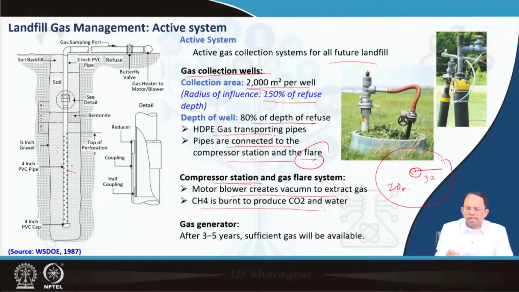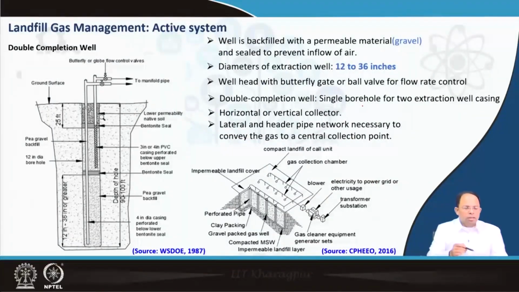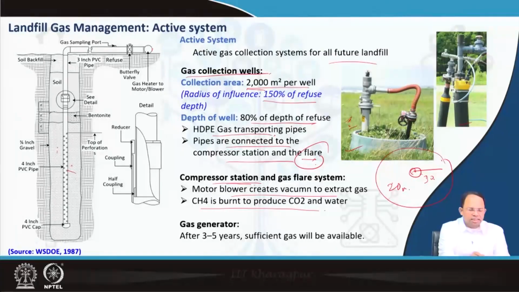So roughly, for every 2000 square meters we can have one gas collection well, and you can see the gas collection wells in this particular image. This is above the landfill site. The top cover of the landfill has the vegetation layer where grass is grown, and you can see the gas collection well sticking out of it, right? The well is backfilled with permeable material, gravel, and sealed to prevent inflow of air. So we seal it so that air doesn't move inside, and also so that gas doesn't move directly above. It has to come through the pipe. In the earlier image also you have seen that there is a sealing done, right?